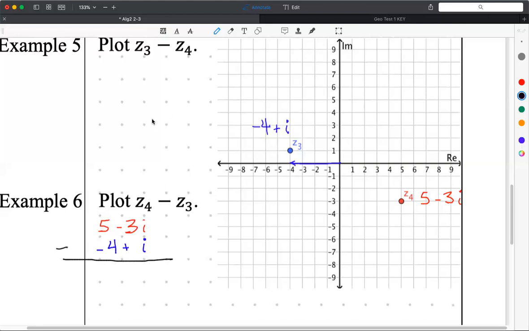Distribute the negative. Perfect. So what am I going to have after I distribute the negative? Plus 4 and minus i. Yes. Okay, perfect. And then what do I do after that? You add, and it's going to be 9 minus 4i. 9 minus 4i. Perfect. Okay, and then where is 9 minus 4i? We go right 9 and then down 4. There it is. There's 9 minus 4i.